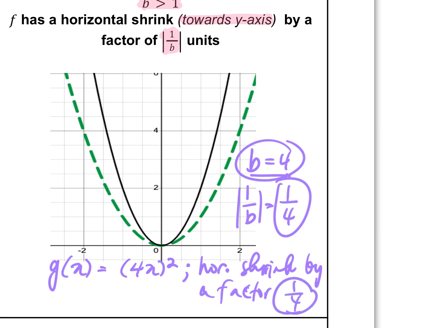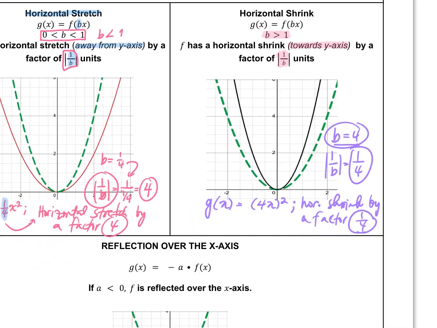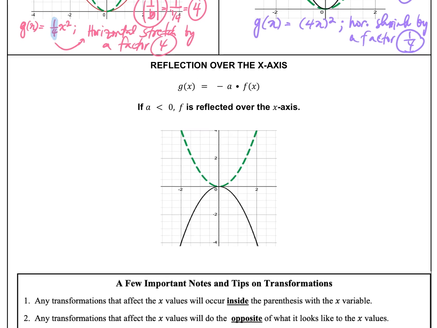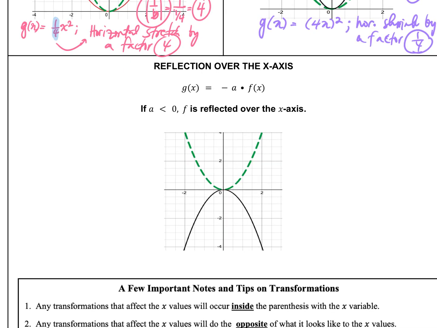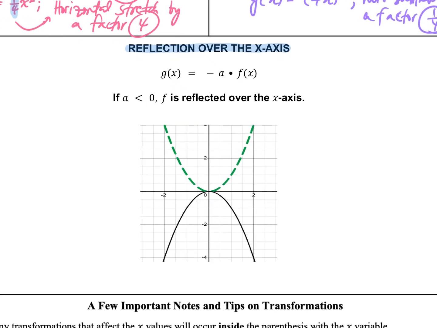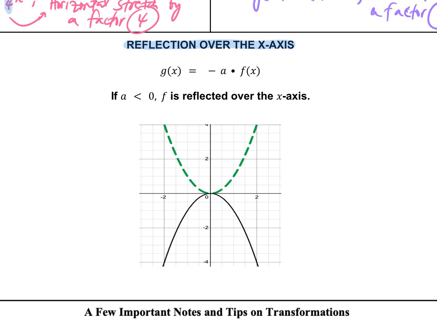Okay, so that's how you're going to describe these transformations. Last is the reflection over the x-axis. Remember that you are dealing with a quadratic function in here, so basically we're just going to be looking at a reflection over the x-axis. This is going to happen when g of x is multiplied by a negative number, or let's say that if a is less than 0, f is reflected over the x-axis.